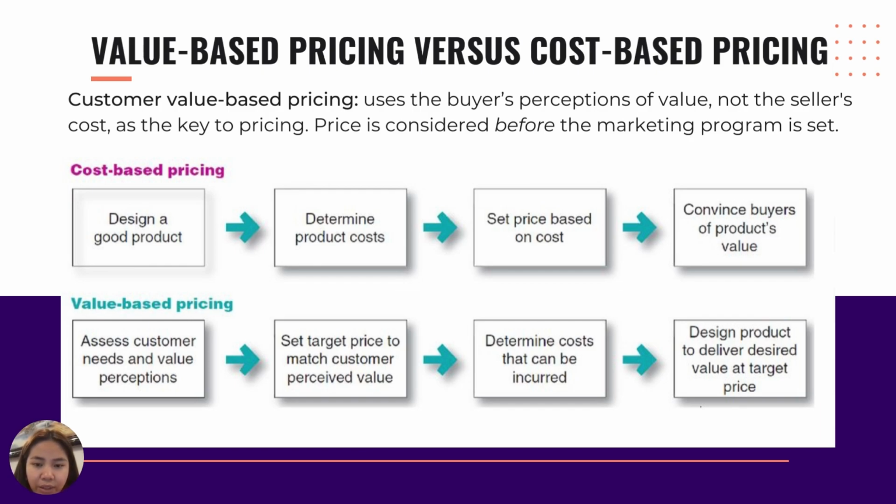The company first assesses customer needs and value perceptions. It then sets a target price based on the customer's perception of value. That targeted value and price drive decisions about what costs can be incurred and the resulting product design. As a result, pricing begins with analyzing consumer needs and value perceptions, and the price is set to match the perceived value.